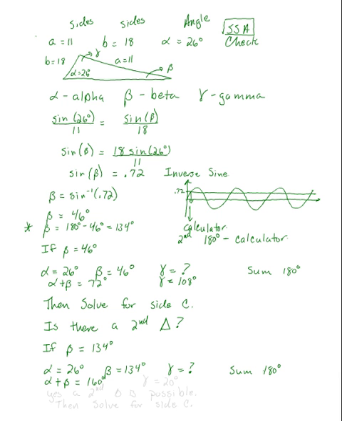If alpha and beta add up to 160, then gamma could be 20 degrees to get me up to that 180. So it's very possible then that alpha is 26, beta is 134, and gamma is 20 degrees, and that gives me the second triangle. That is possible. So yes, a second triangle is possible.